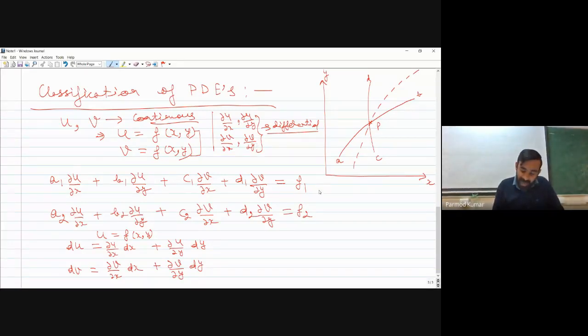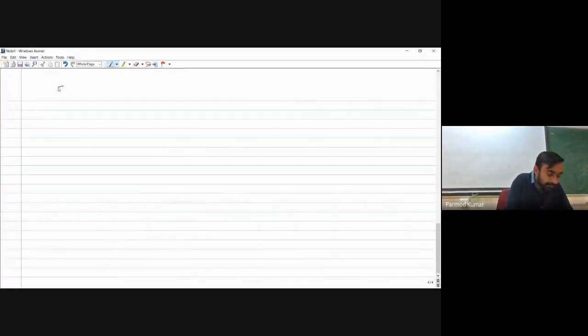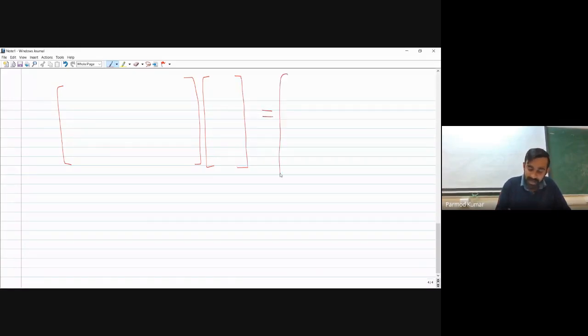Now if you see, I have 4 equations. This is my equation number 1, this is equation number 2, this is equation number 3, and this is equation number 4. If I write all these 4 equations in matrix form, I will be having some matrix over here, then here a matrix of unknown parameters, and in the right hand side a matrix of known parameters.